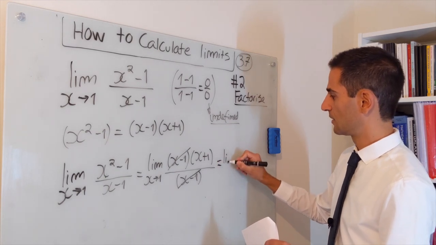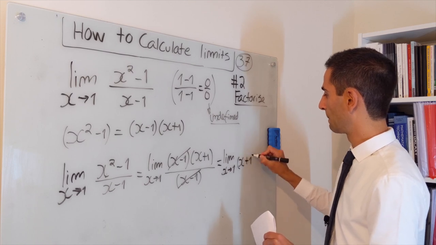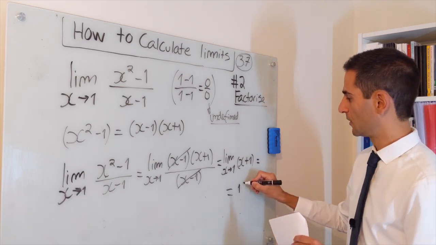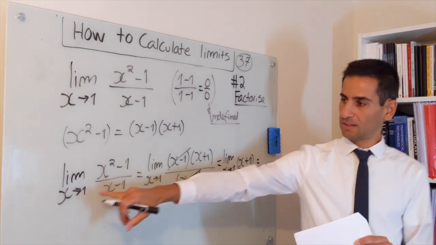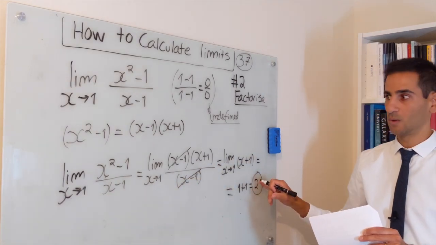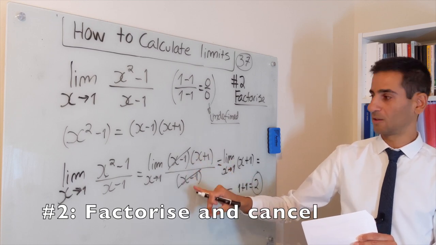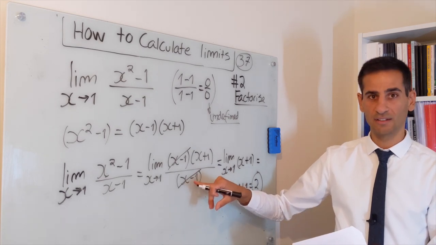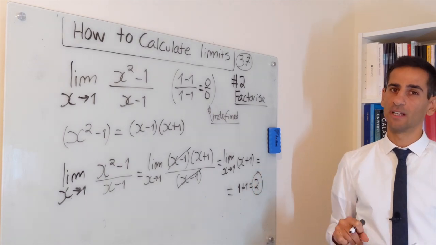This just becomes the limit when x goes to 1 of x plus 1. And in this case, we can then sub in and we just get 1 plus 1, which is 2. So it means that the limit when x goes to 1 of the initial expression is 2. The way we dealt with it is by factorizing it into a term that we could cancel out. We can cancel it out because it doesn't get to 0, because it is a limit. And then at some point we sub in and we get 2.